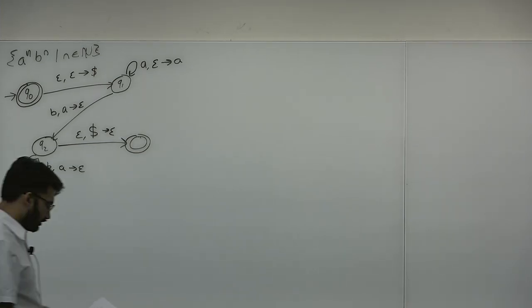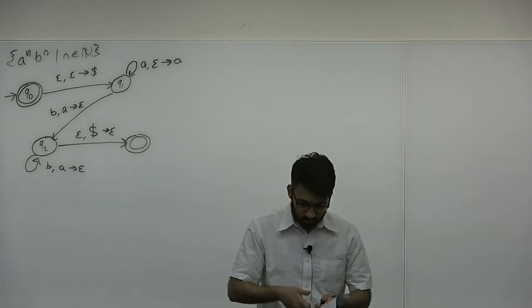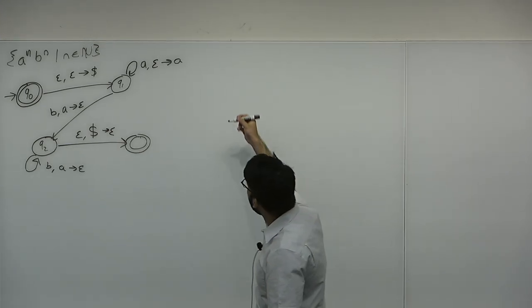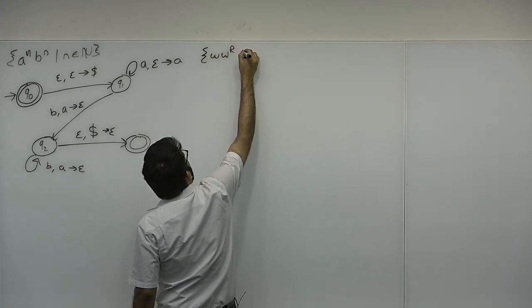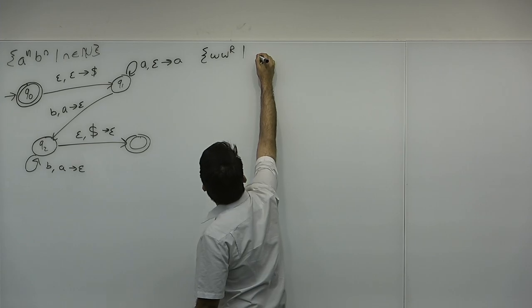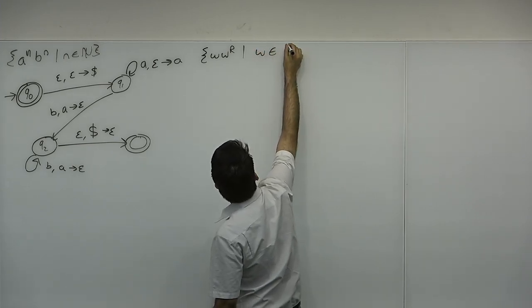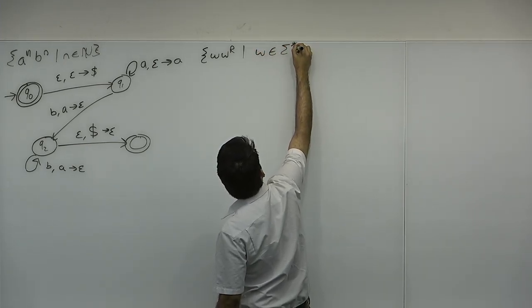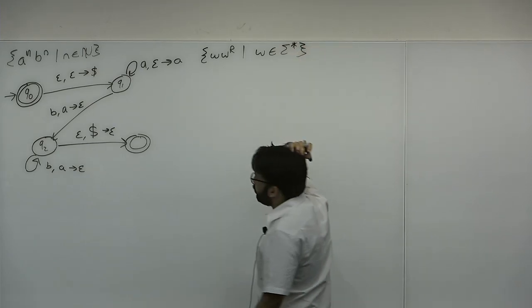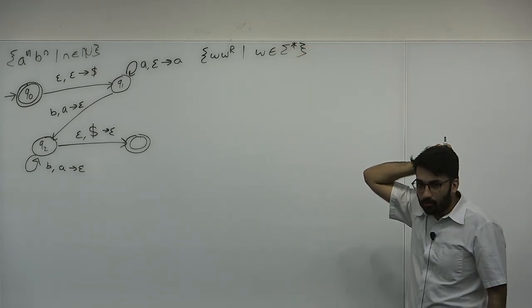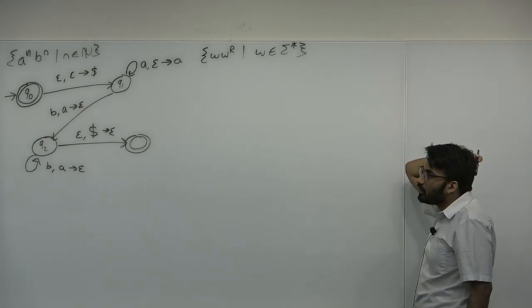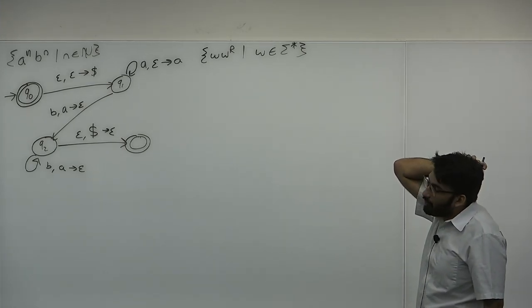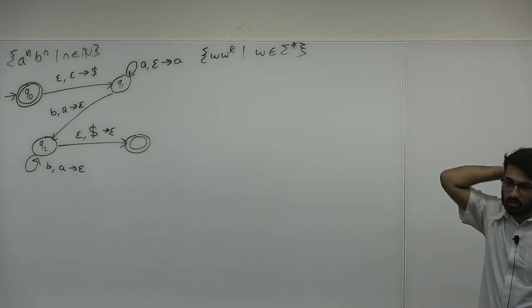So here's a slightly harder one. W W reverse, so even length palindromes, where W is in sigma star. Even with palindromes, a classic example, we proved this language was non-regular by pumping. We gave several context-free grammars for it. What is the main idea, though? We want to create a PDA for this. What should be the main idea?